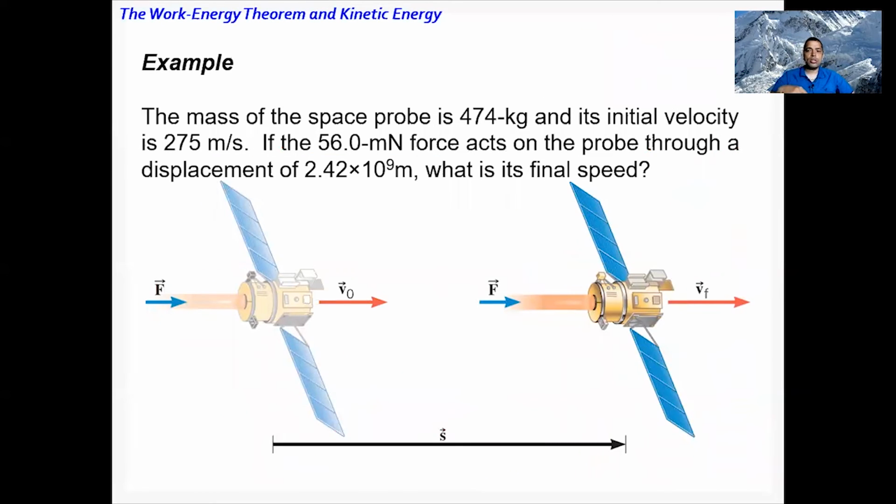All right, so let's do another example on the work energy theorem and kinetic energy. The mass of the space probe is 474 kilograms and its initial velocity is 275 meters per second. If a 56 millinewton force acts on the probe through a displacement of 2.4 times 10 to the 9 meters, what is its final speed? That's the thing we need to figure out.